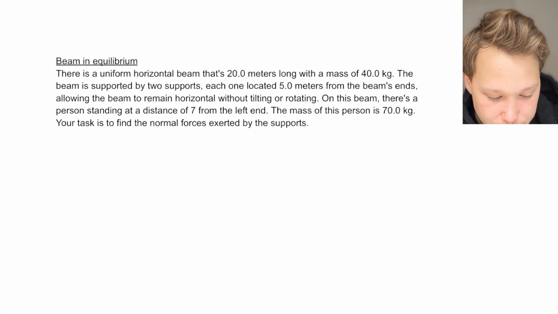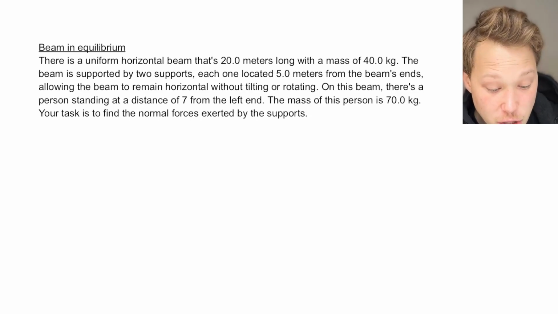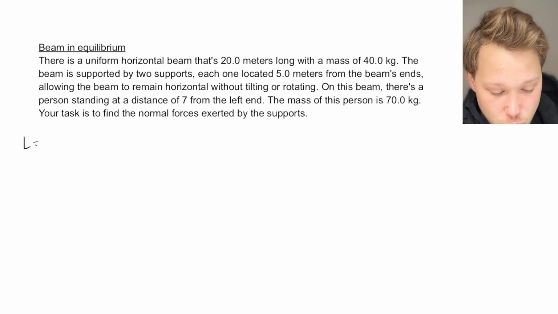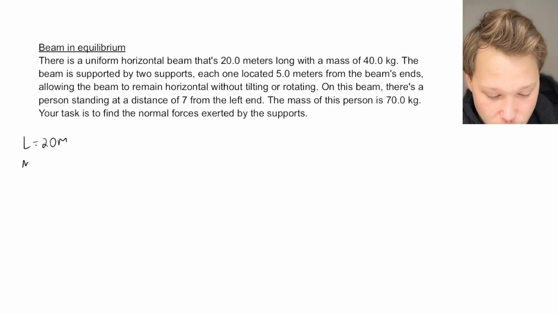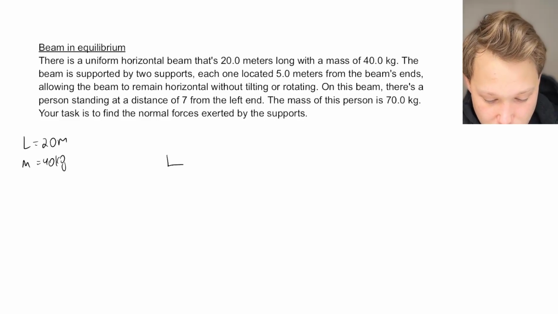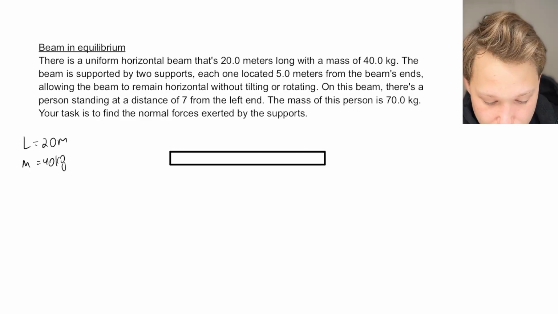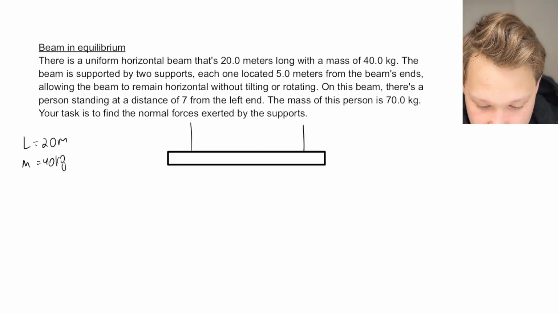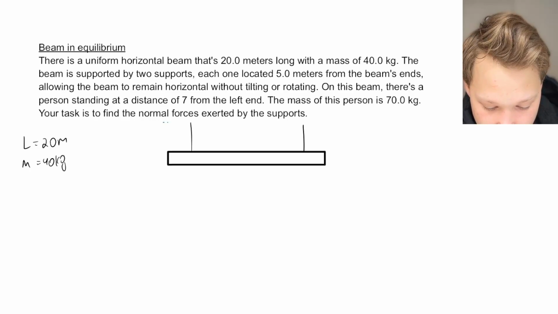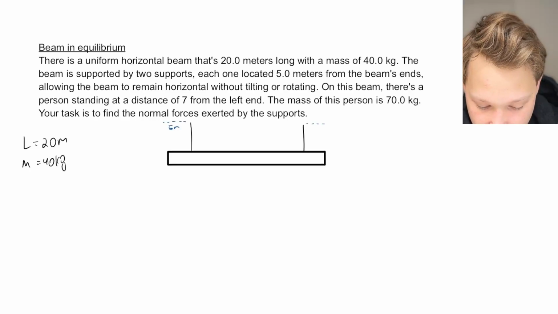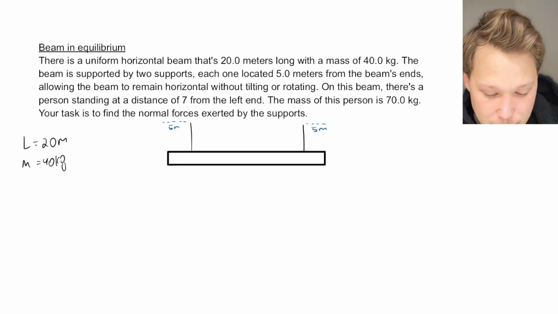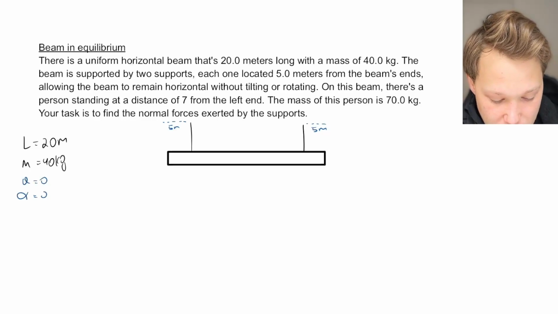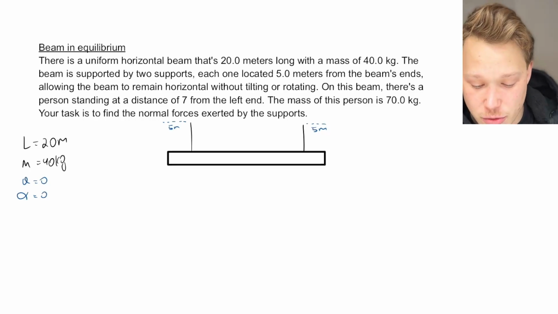Here we also have a uniform horizontal beam that is 20 meters long with a mass of 40 kilograms. So let me draw here a beam. The beam is supported by two supports. Each one is located 5 meters away from the beam's end. Okay, so this distance right here is 5 meters. Allowing the beam to remain horizontal without tilting or rotating. So essentially we have no rotation and, of course, no acceleration, right? Because the beam is not moving.